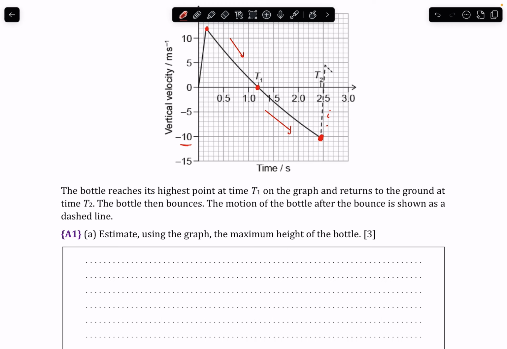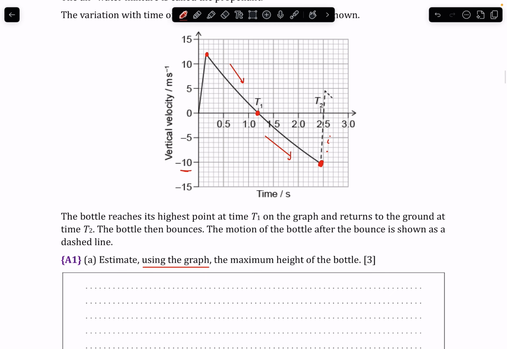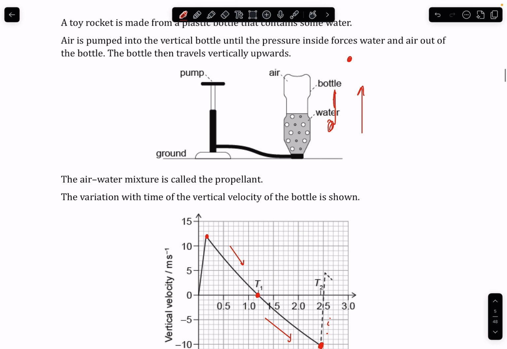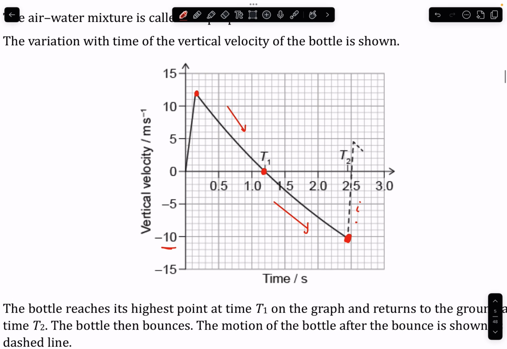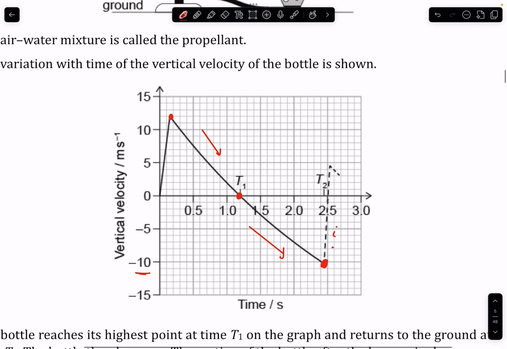It says to estimate, using the graph, the maximum height of the bottle. So you have to look at the graph to calculate the maximum height. The maximum height is the displacement of the bottle from this position to its maximum height. The displacement can be derived from the area under the vertical velocity-time graph, so with this area we can calculate the displacement, thus the maximum height.